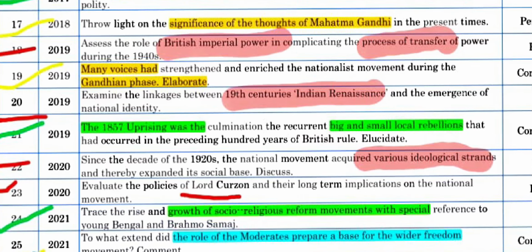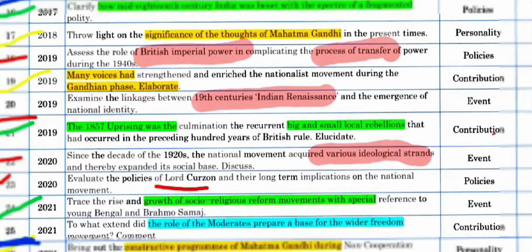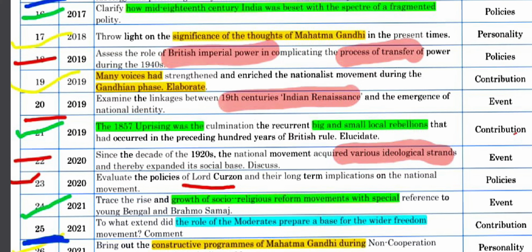If you come to question 21, please note: the 1857 uprising was the culmination of recurrent big and small local rebellions that had occurred in the preceding 100 years of British rule. Elucidate. What are they asking? That the 1857 uprising was a culmination of recurrent big and small rebellions.